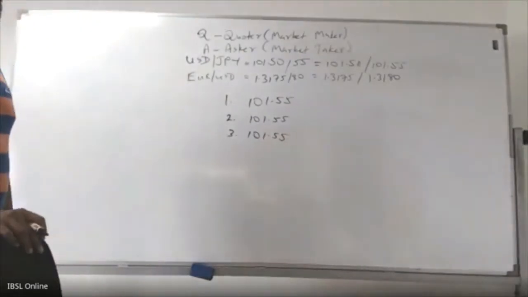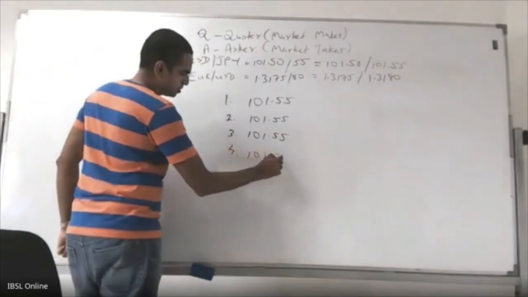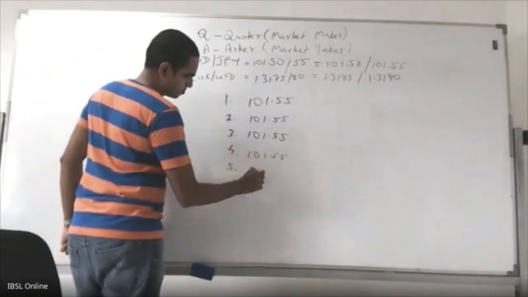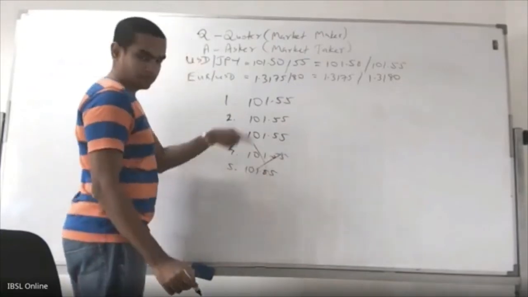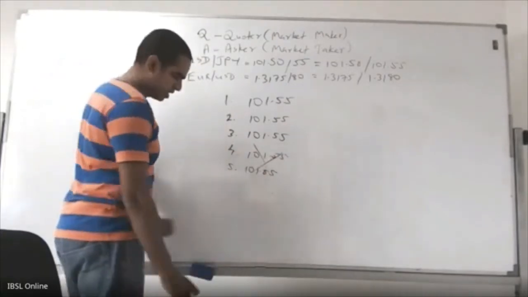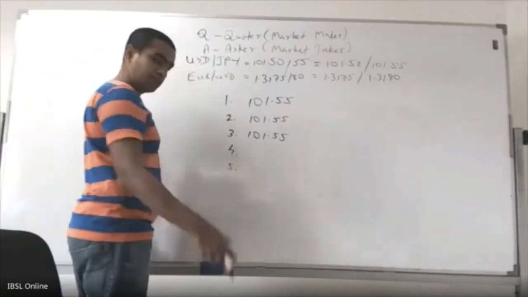Right. Now don't get carried away. Don't just close your eyes and put 101.55 for everything. It's wrong. Don't do this. It is wrong because all the answers being 101.55 doesn't mean everything will be 101.55. Need to be mindful.